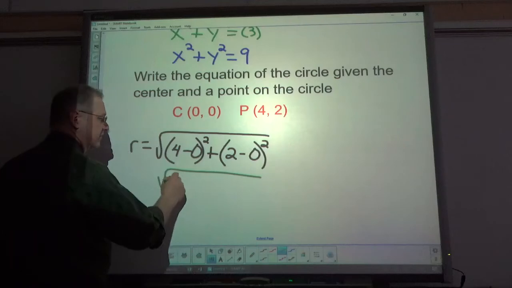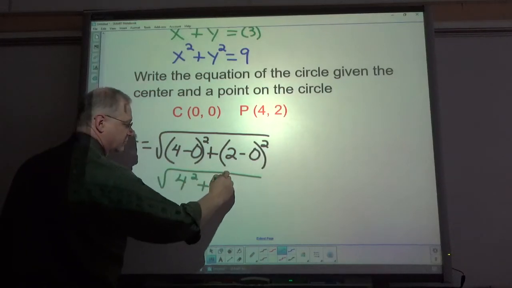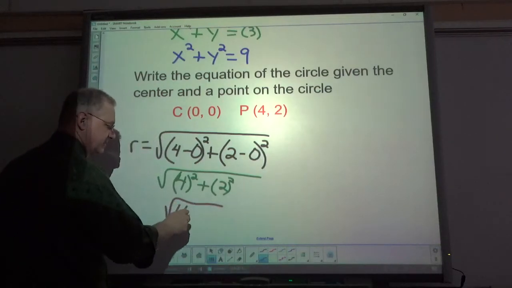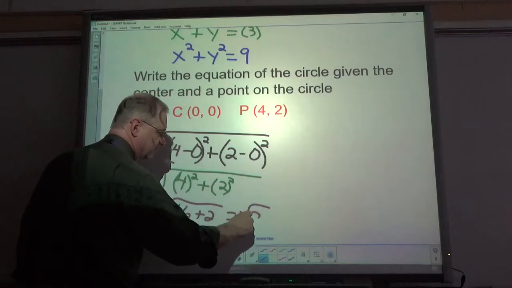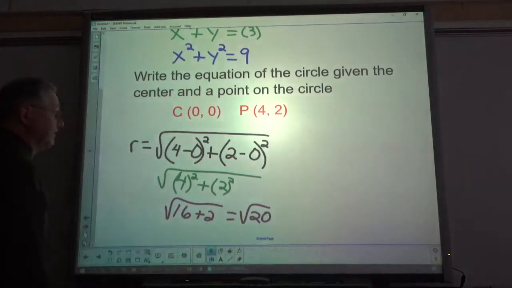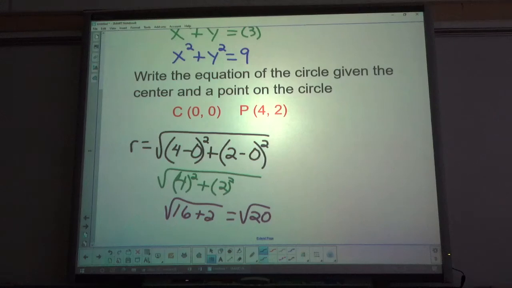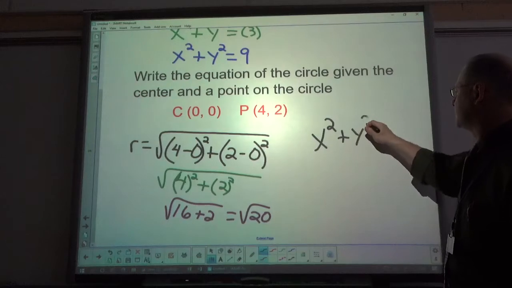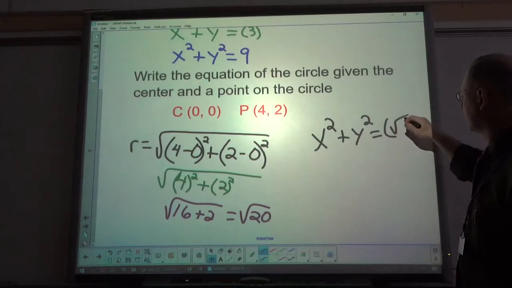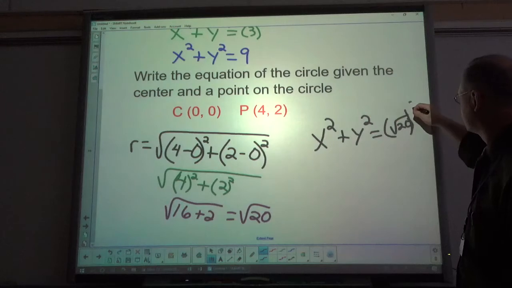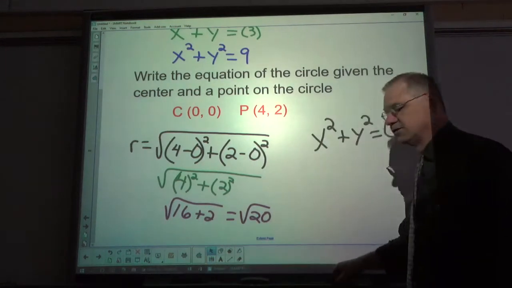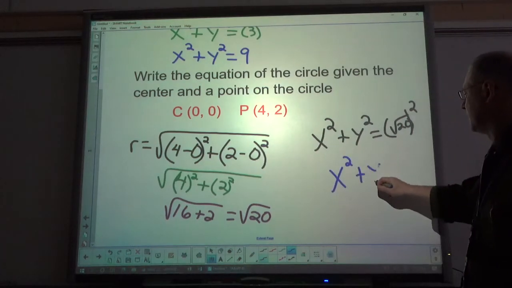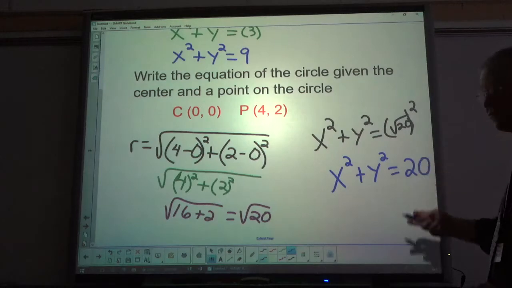So the square root of 4 squared plus 2 squared, I should put parentheses, and that's the square root of 16 plus 4, or the square root of 20. And that is your radius, the square root of 20. So x squared plus y squared equals the square root of 20 squared. Well, the square root being squared is just what's inside. So x squared plus y squared equals 20 is your final answer.